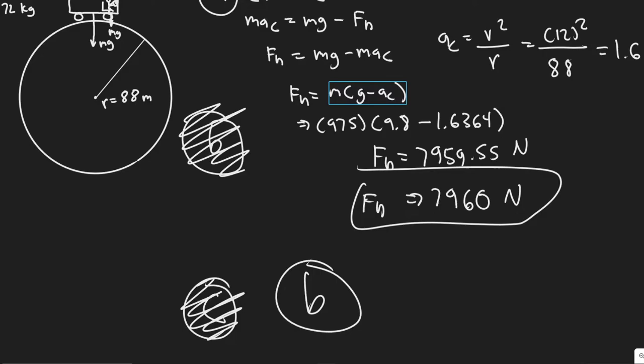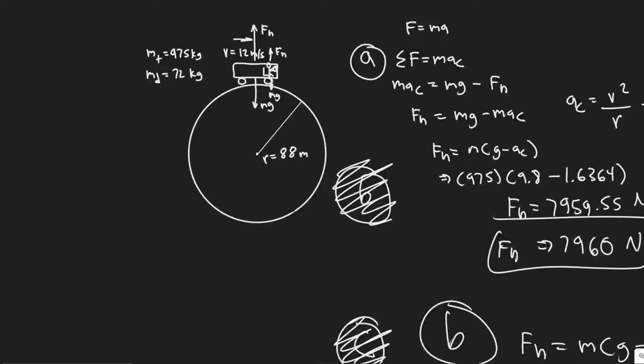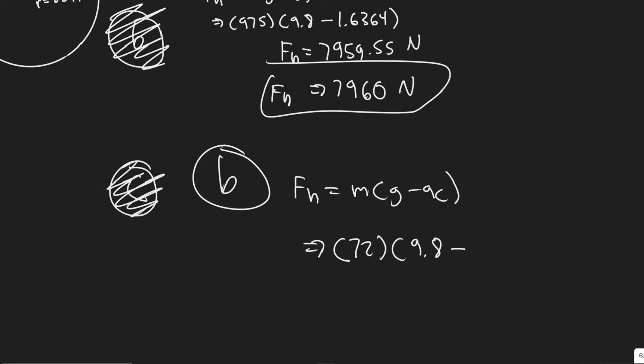So if you don't understand how we got that, just realize it's the same as we did for the car and the driver. So f sub n again is going to be equal to m times g minus ac, but this time our mass is 72, right? So they tell us the mass of the driver is 72. So we have 9.8 minus 1.6364. So hopefully that makes sense. The only thing that changes is the mass there, which makes it a lot easier to solve.